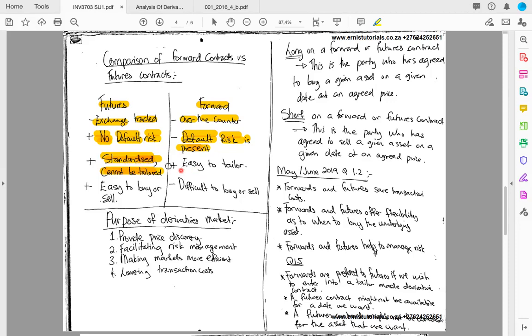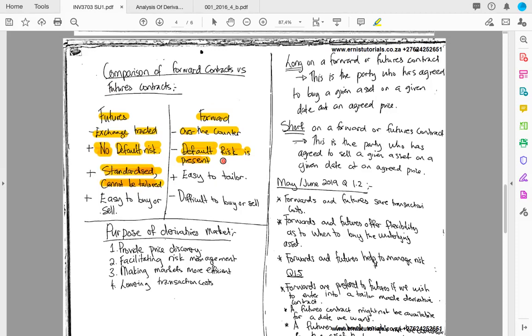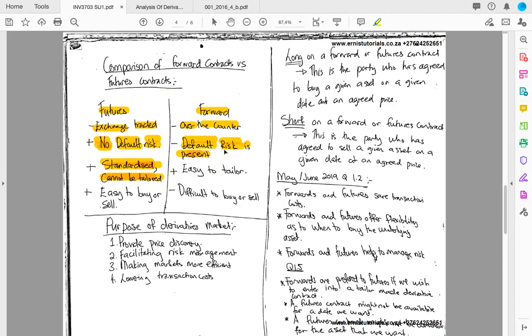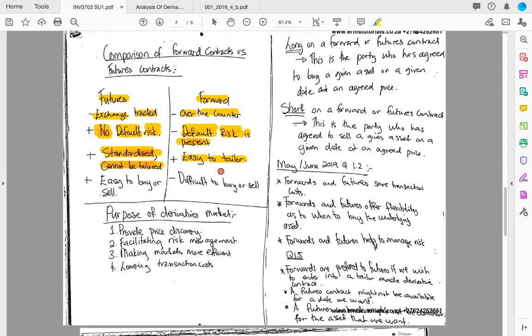You might want the date to be tailored to your needs and the quantity of the asset to be tailored to your needs, but the exchange doesn't do that. The exchange offers a standardized contract which cannot be tailored. Whereas a forward contract is easy to tailor. A forward contract can be tailored specifically to your needs because it's just between you and a certain party, right?